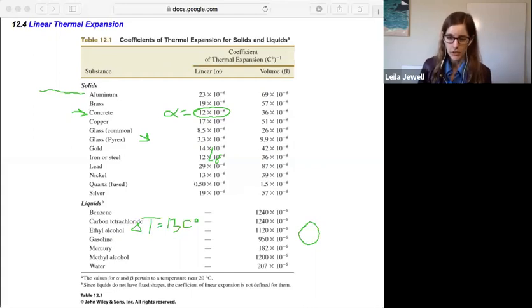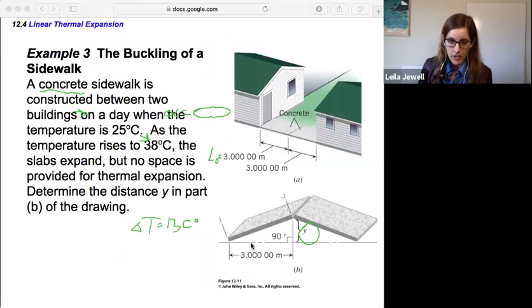Let's look back at that picture, right? So that will give us our delta L. How will that fill in to solve for y? Well, the key is that the delta L describes how much the concrete has increased. So the hypotenuse here is going to be the original length plus delta L. So the final length is the original plus that change in length.